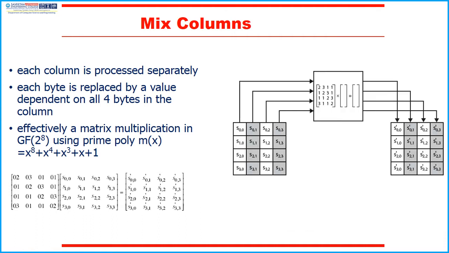The constants used are based on a linear code with maximum distance between code words. This gives a good mixing of bytes within each column. Combined with the shift rows step, it provides a good avalanche, so that within a few rounds all output bits depend on all input bits.